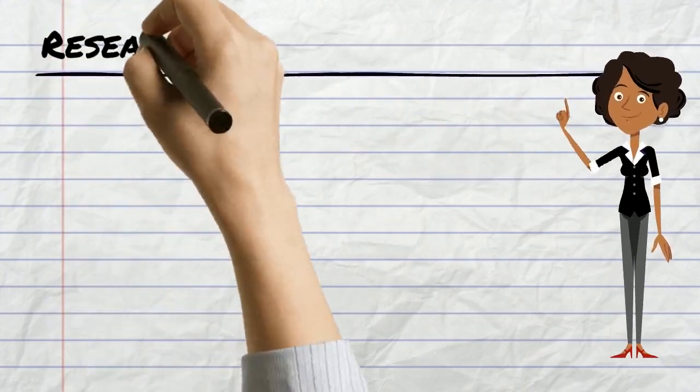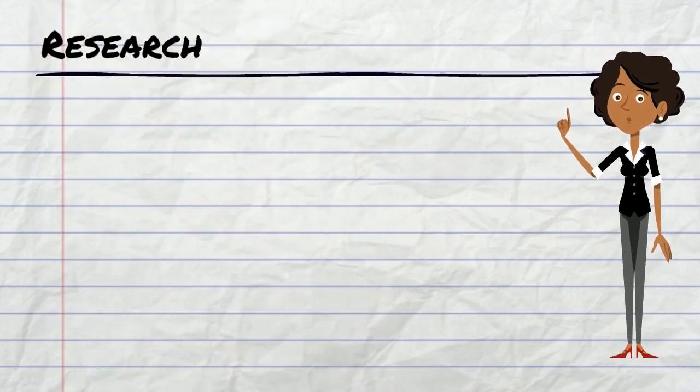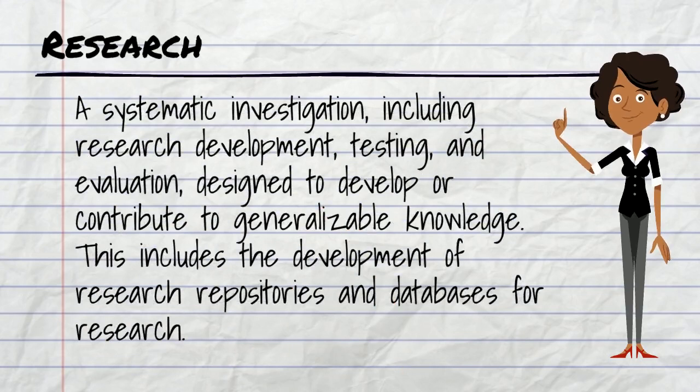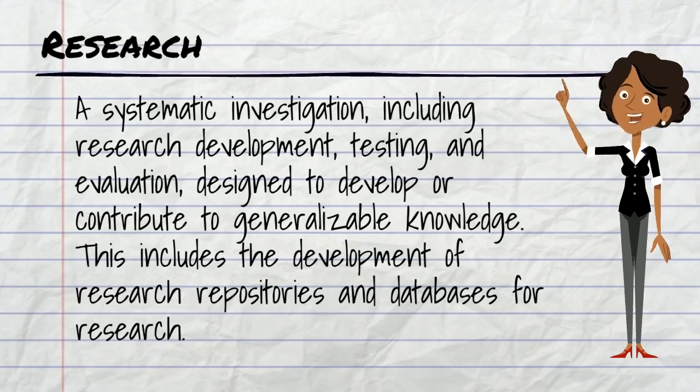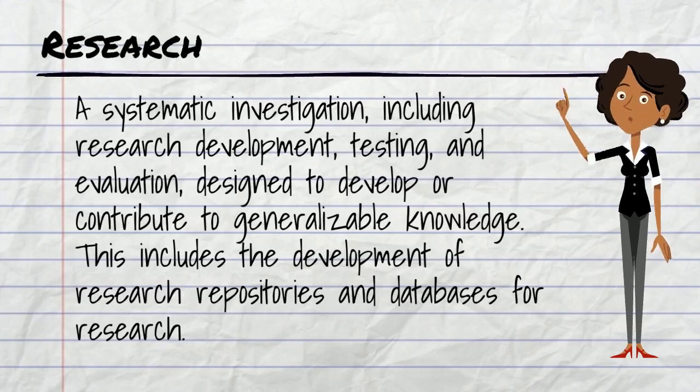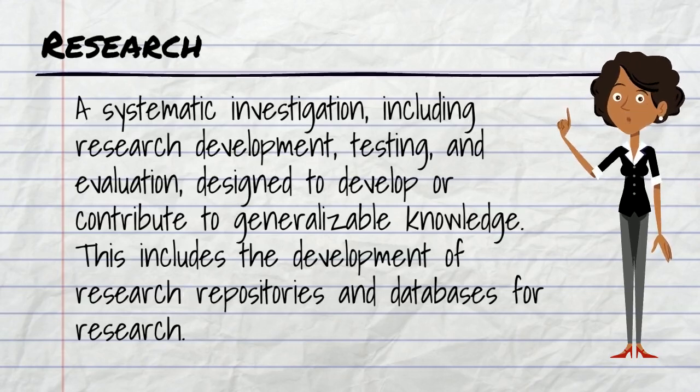Our final definition in this module is the definition of research. Under HIPAA, research means a systematic investigation, including research development, testing, and evaluation, designed to develop or contribute to generalizable knowledge. This includes the development of research repositories and databases for research.